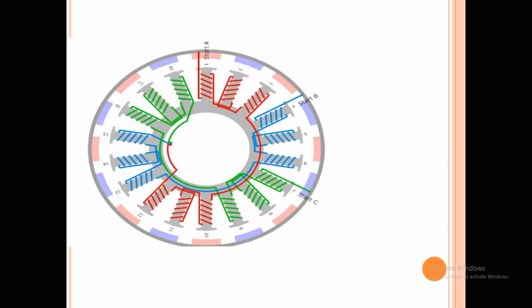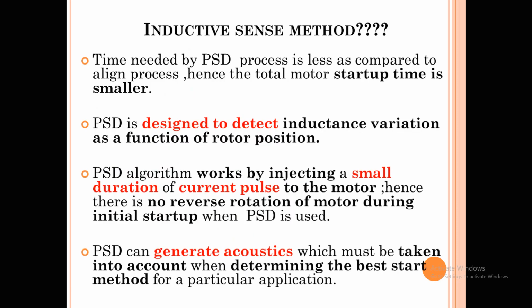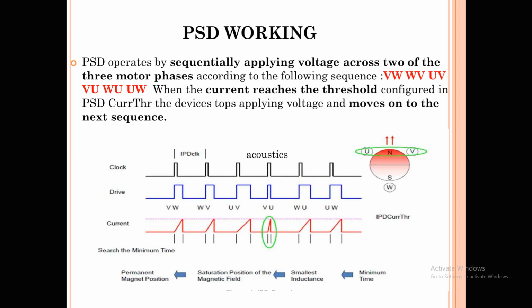Say you have a three-phase motor, and this is the winding pattern of a 16 pole, 18 slot motor. Let's assume a certain position where the rotor is already in a stationary condition. What we usually do is inject a certain voltage with high frequency to the motor terminals, all three terminals, and follow a sequence.